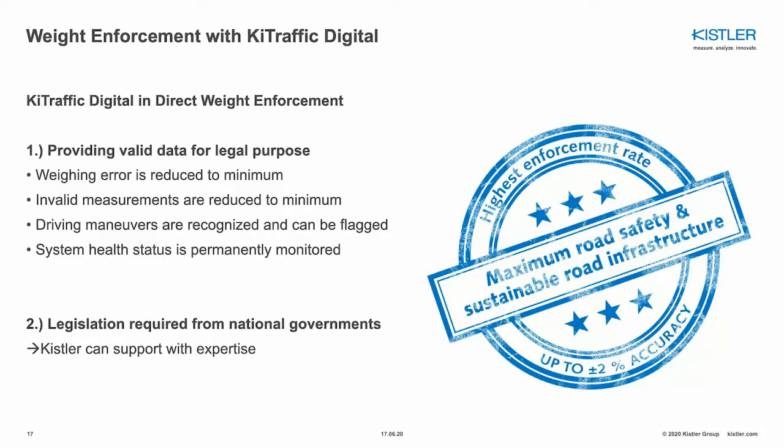So how can KiTraffic Digital support direct weight enforcement? Its main contribution is to provide data which is valid for legal purpose. As we learned, the weighing error with its new WIM system is reduced to a minimum. In addition, invalid measurements are reduced, as many driving maneuvers can be detected. If a driving maneuver actually causes an invalid measurement, it can be easily flagged and discarded from the enforcement process. And thanks to its health monitoring feature, KiTraffic Digital can indicate when sensor failures lead to wrong measurements.